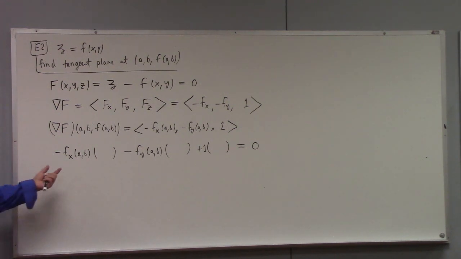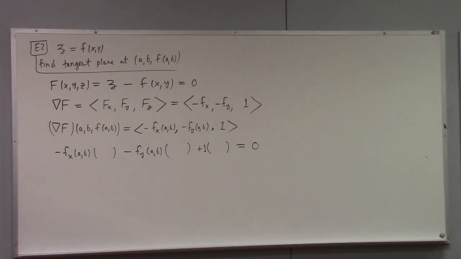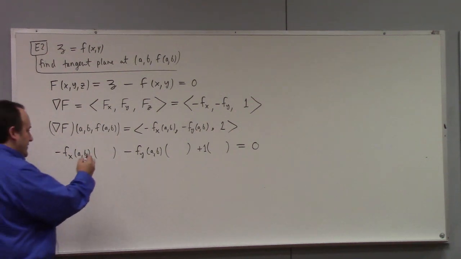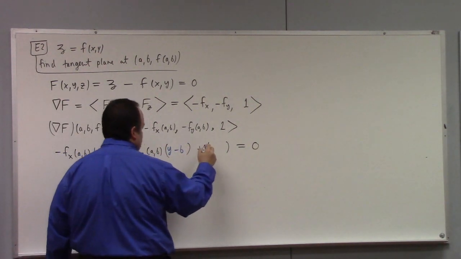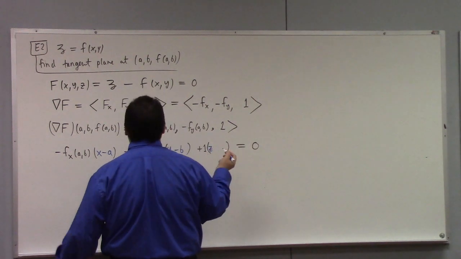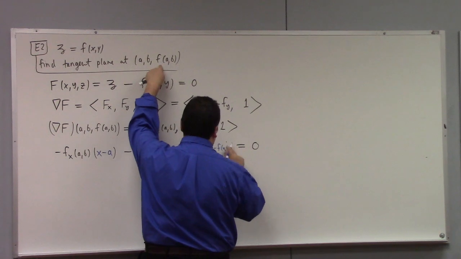Anyway, so what do I put in here? This is the a, b, c of the plane that we're writing the equation of. x minus a, y minus b, z minus c, no, z minus f of (a, b), right?